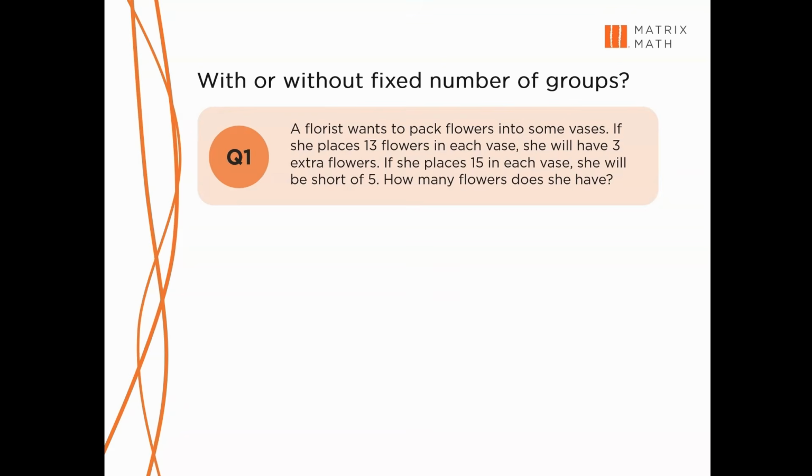Based on what you read in question 1, figure out if this question is talking about a fixed number of groups or no fixed number of groups. This is a grouping question for sure because she's placing flowers in vases, right? But is it a fixed number or not?